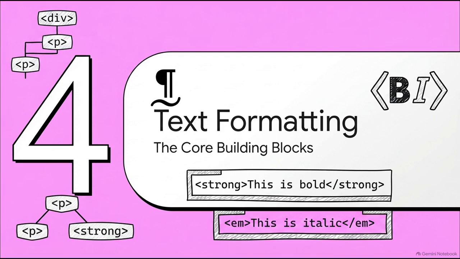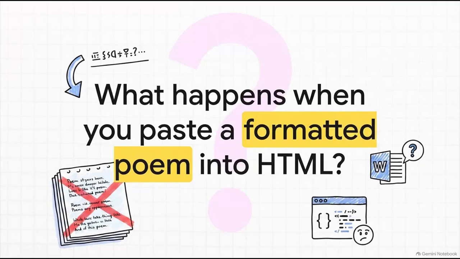With that structural tree in place, let's transition from the abstract framework to the tangible, visible results of formatting text. Now, since HTML is just a text file, you'd probably assume you could just hit the Enter key or the space bar to space things out visually, just like you would in Microsoft Word.